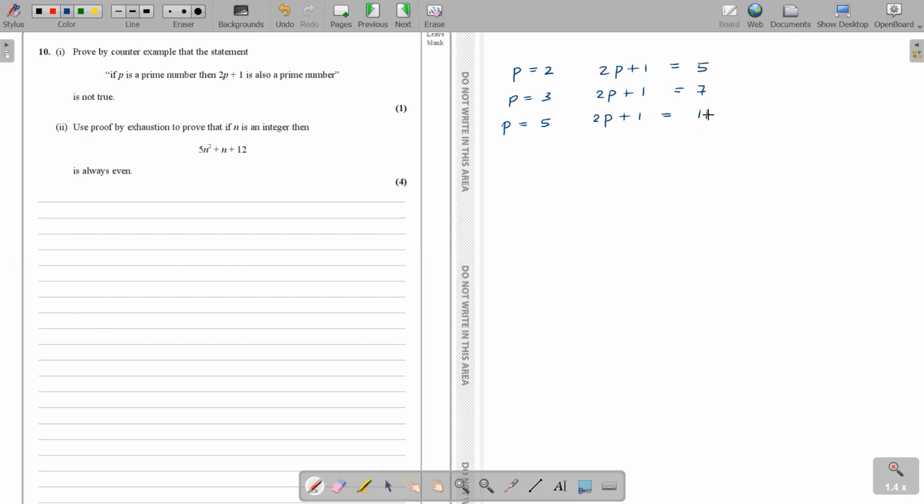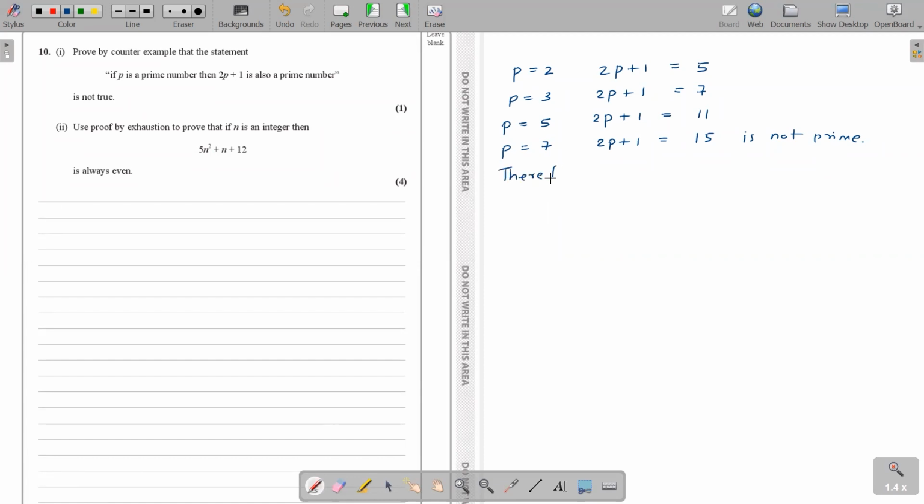Okay, keep on. You need to keep on going until you prove the statement is wrong. So prove by counterexample. What's the next one? 7. So what is it? 2 times 7 plus 1 is 14 plus 1, 15. Now you can see 15 is not a prime number. Therefore, the statement is not true.